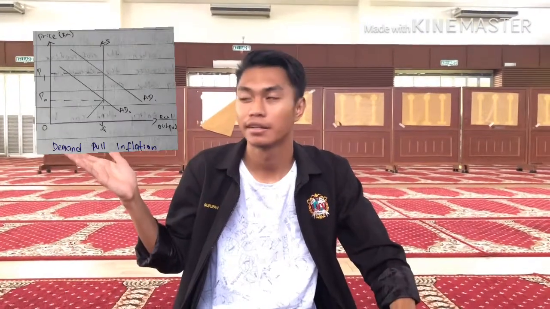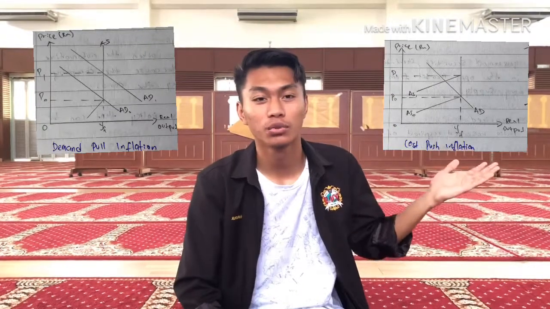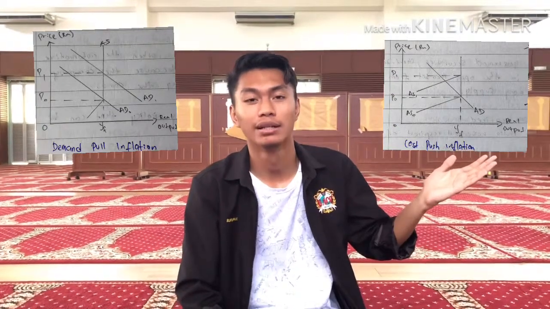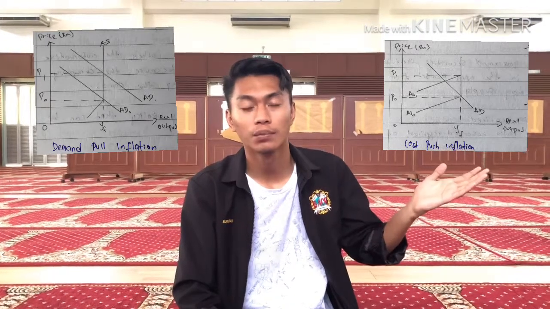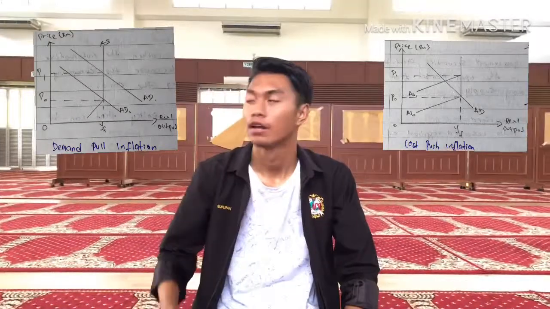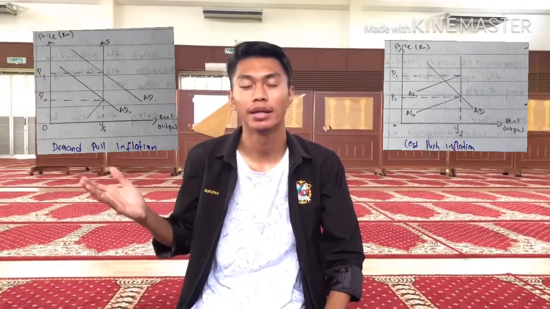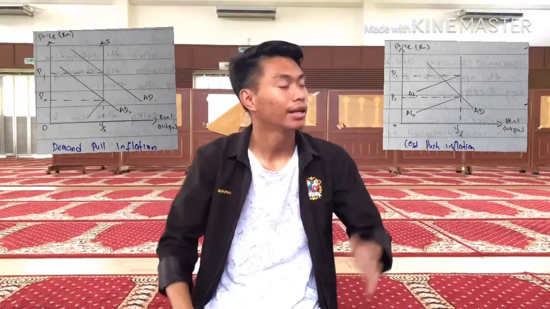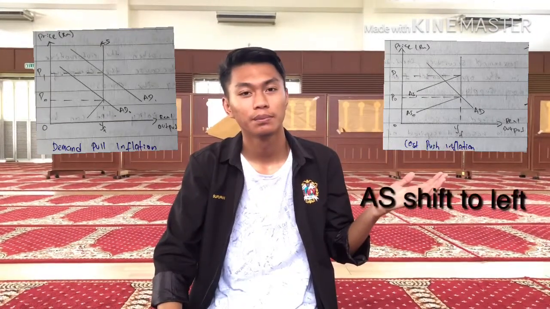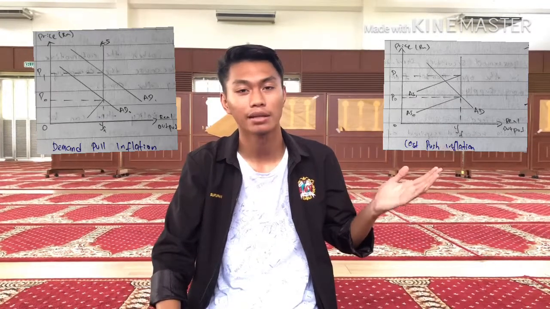And this is the diagram for cost push inflation. The cost push inflation only occurs when the aggregate supply decreases due to the increase of input price. For the demand pull inflation, it only occurs when the aggregate demand exceeds the aggregate supply, and for the cost push inflation, it only happens when the aggregate supply shifts to the left.